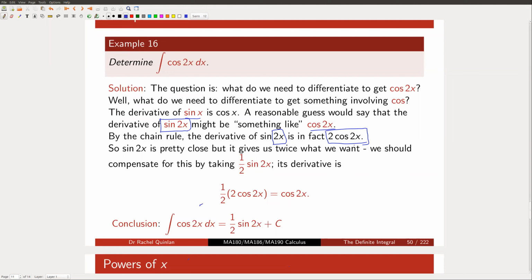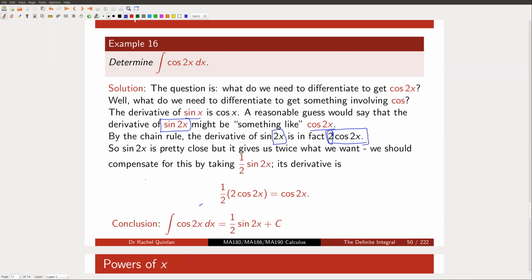But fortunately, handling constant multiples in the differentiation operator is not too bad. If differentiating sine of 2x gives us twice what we want, then we should differentiate half of sine of 2x to get exactly what we want. Basically, this factor of 2 that appears, we have to compensate for by differentiating half of sine of 2x instead of sine of 2x itself.